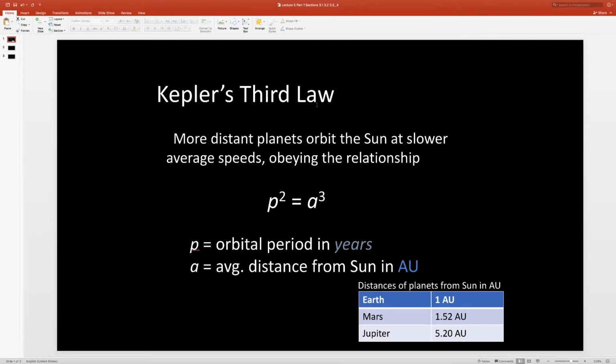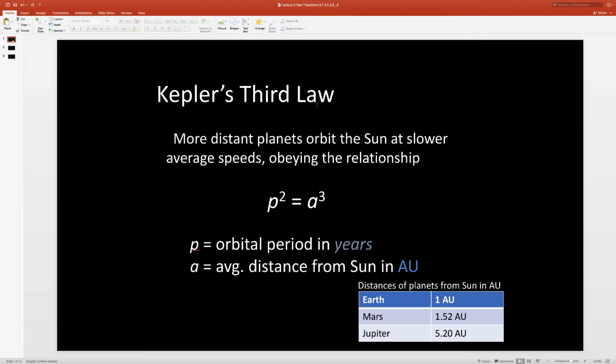So we saw Kepler's first and second laws, and now let's move on to the third law. And this one's a little bit harder, I think, to understand for people because it involves this equation. Now, it's not a terribly horrible equation, but you do have to understand a little bit about it. So Kepler's third law says more distant planets orbit the sun at slower average speeds.